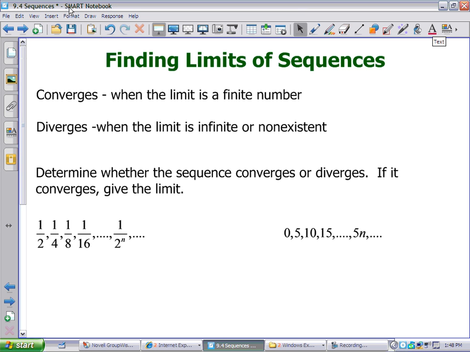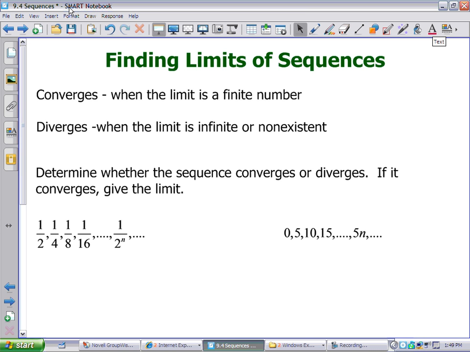This is the third video for section 9.4, finding limits of sequences. If we look at the definition here, converges means when the limit is a finite number, meaning that it's going towards one number. Diverges says when the limit is infinite or non-existent, so that it would be headed towards infinity or it's undefined. You could look at it in that way.